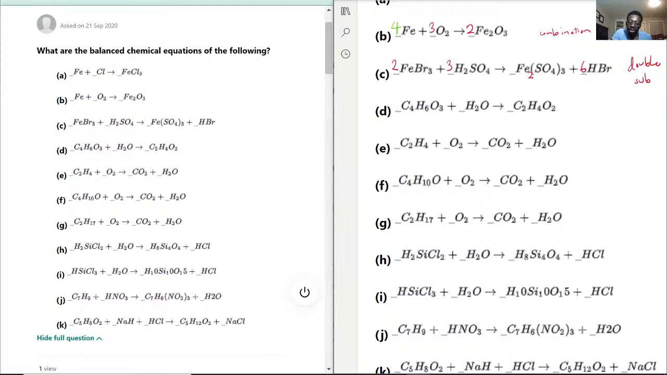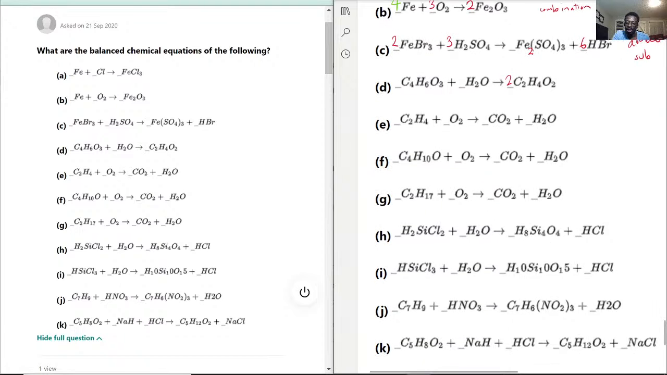So C4H6O3 plus H2O gives C2H4O2. So for this one, we want to start by maybe doubling this, because that's the only way for it to have 4 oxygens like the other side. Okay, so now we have 4 carbons, check, 8 hydrogens, which, yep, 6 plus 2, 8, and 4 oxygens. Yep, that's correct. That's all you have to do. And now let's move on.